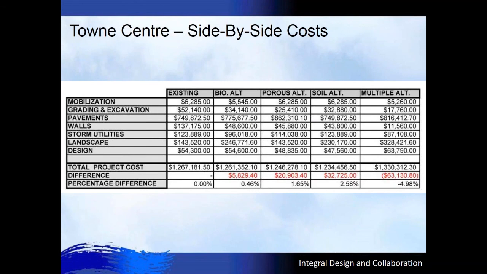So if you look in the red, the bioretention saves about $6,000, porous pavement about $20,000, and the soil enhancement alternative is almost $33,000. So I think the takeaway here is that each project's different, and just going to the cookie cutter solution doesn't always make sense, especially when you're integrating green infrastructure practices.